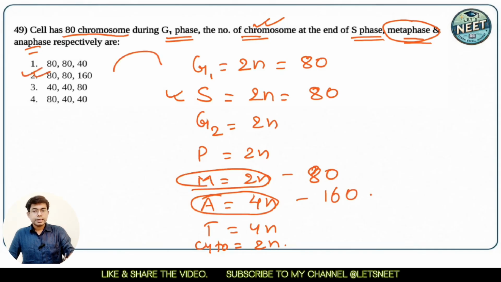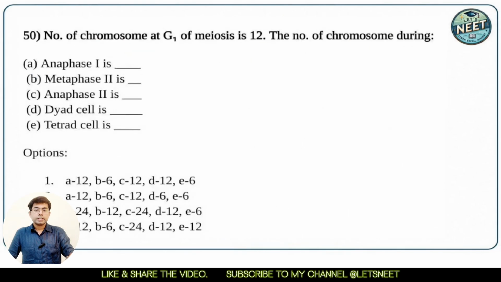See, this table you can use to find out for all the stages, right? You get the number and then accordingly you can calculate. Next one, the number of chromosomes at G1 of meiosis is 12. So again at G1, 2n is equal to 12. Now it is asking the number of chromosomes during these stages of meiosis.